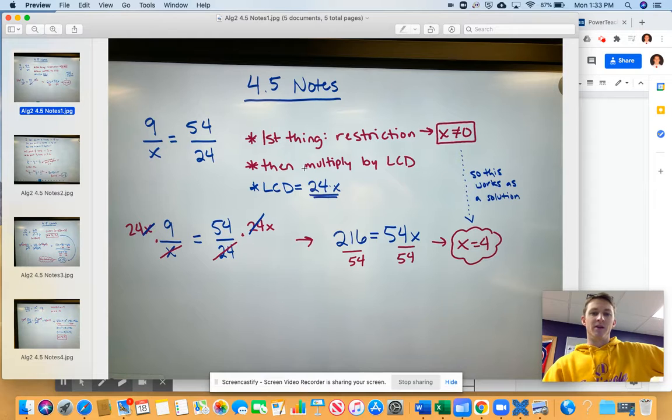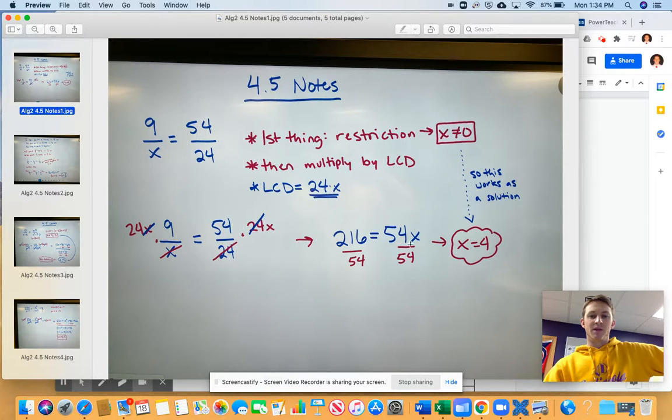Then we're going to find the least common multiple of these two fractions. We have an x and we have a 24, so the smallest thing that they both would go into would be 24 times x, or 24x right here. Once we find the LCD, we are going to multiply it to both the fractions, as you can see right here. The x and the 24x crosses out with the x on bottom, and the 24 crosses out the 24 on bottom. So we are left with 24 times 9, which is 216, equals 54 times x, which is 54x.